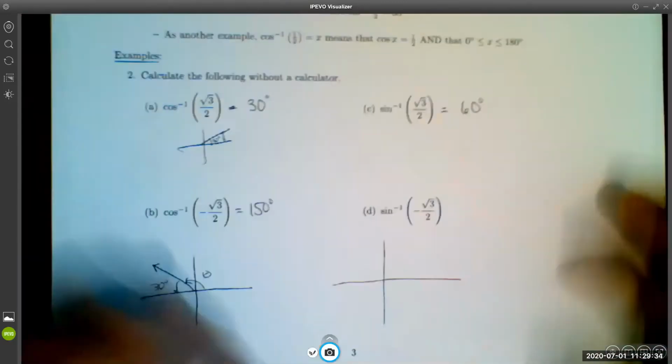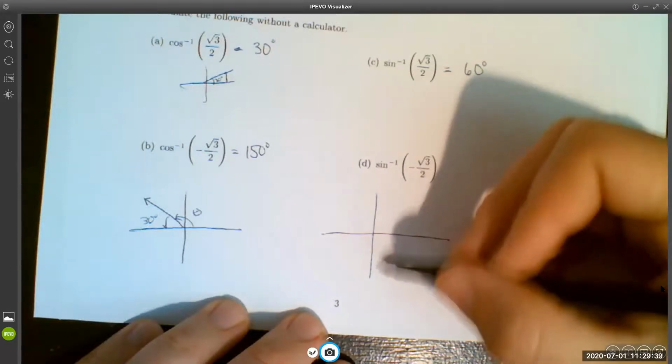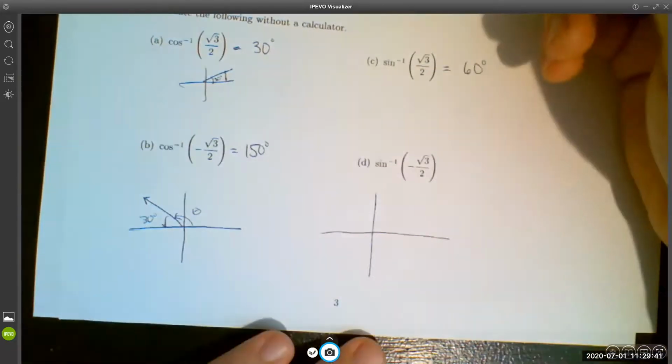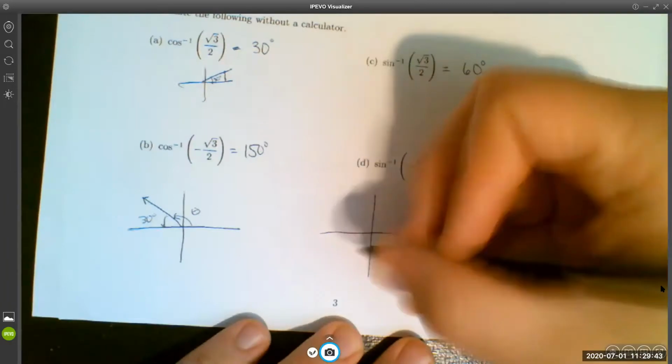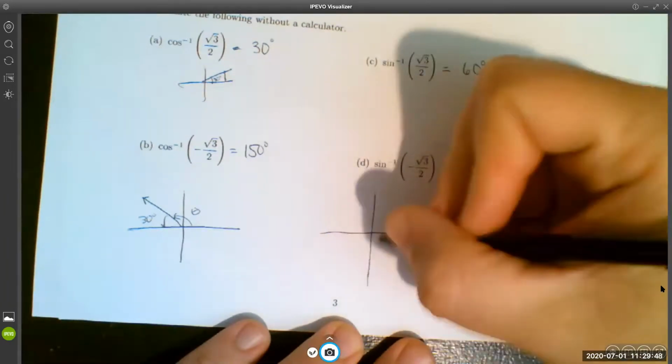So you're somewhere here in quadrant 4 or quadrant 1. And since sine is negative, it must be quadrant 4. You must be in quadrant 4 somewhere. So this is the idea. You must be here in quadrant 4.